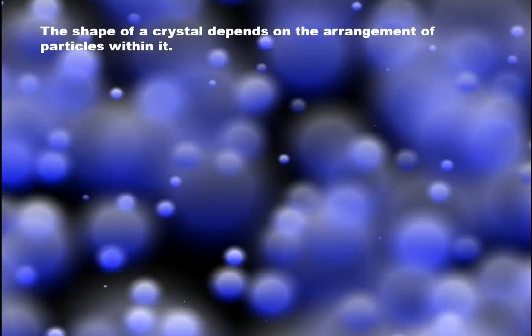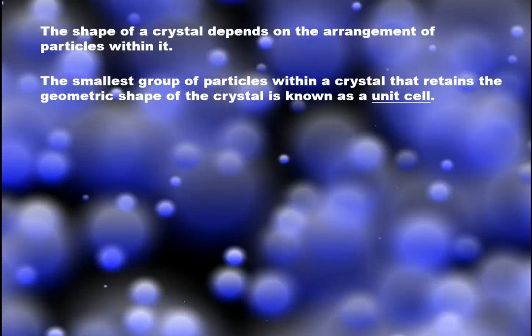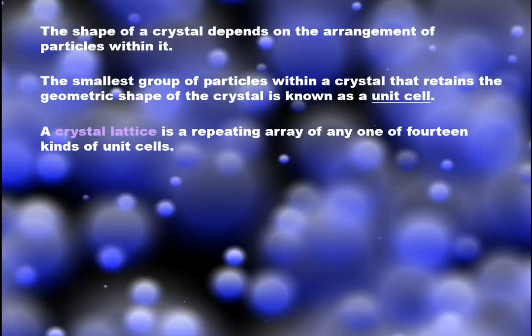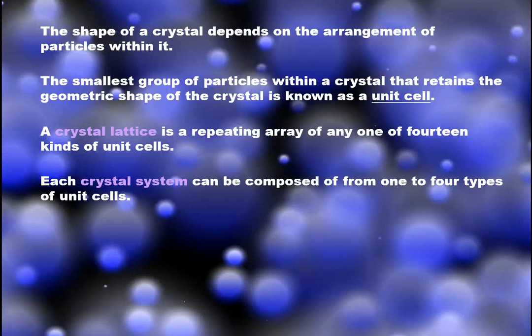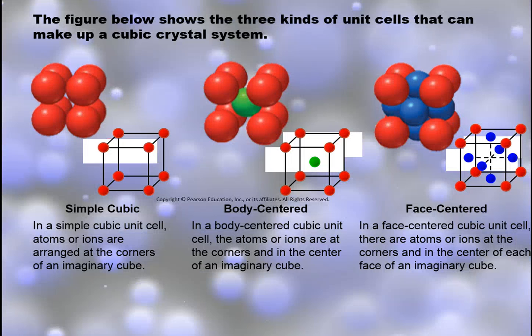The shape of a crystal depends on the arrangement of the particles within it. The smallest group of particles that keeps the geometrical shape of the crystal is known as the unit cell. Within a crystal lattice, you have a repeating array of any one of 14 kinds of unit cells. A crystal system can be composed of from 1 to 4 types of unit cells. And let's take a look at that.